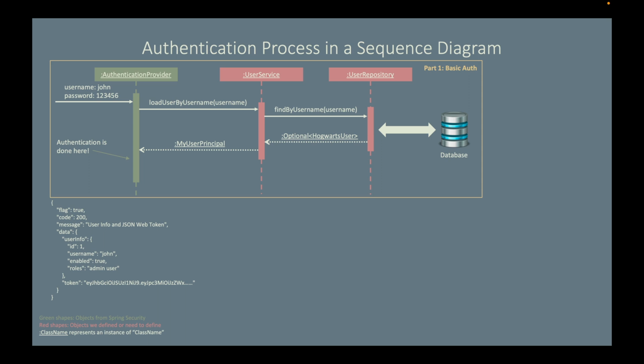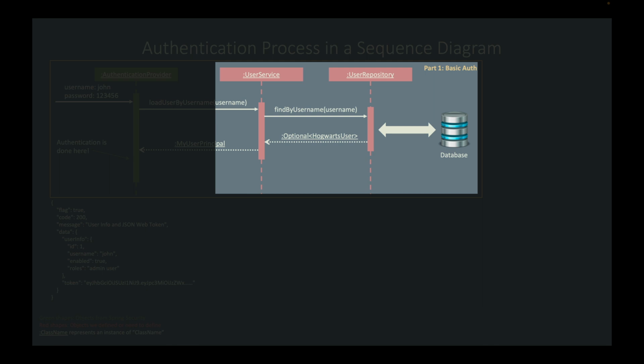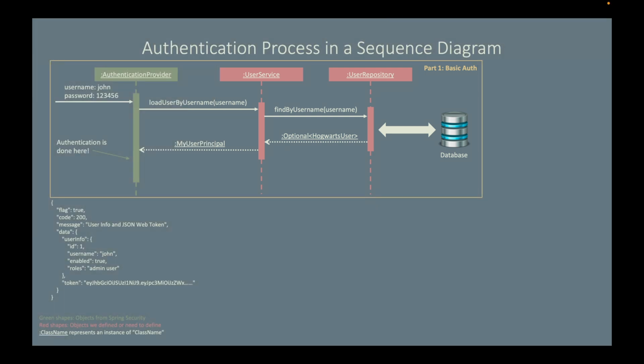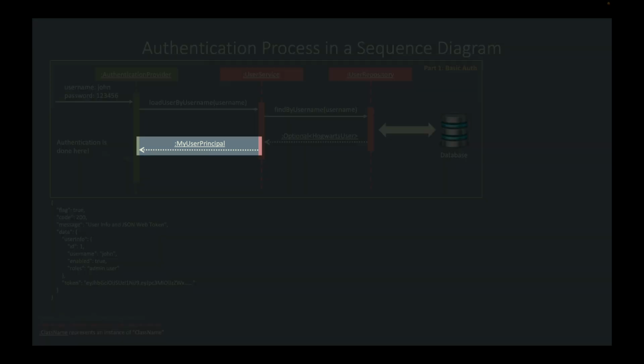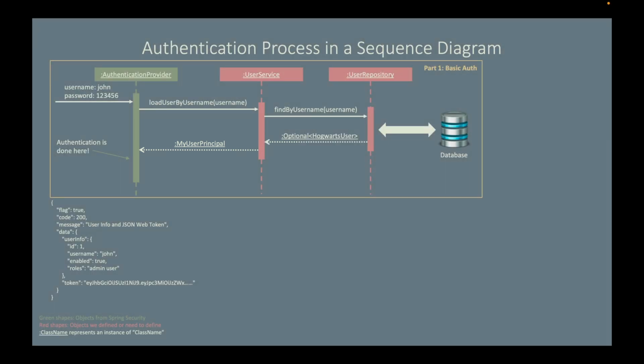Then how does the user retrieval happen? It turns out that the responsibility of retrieving a Hogwarts user belongs to the user service object. It talks to the user repository to find a Hogwarts user object by username and puts this Hogwarts user object into my user principal wrapper object. Finally, the my user principal object is returned to the authentication provider for password comparison.